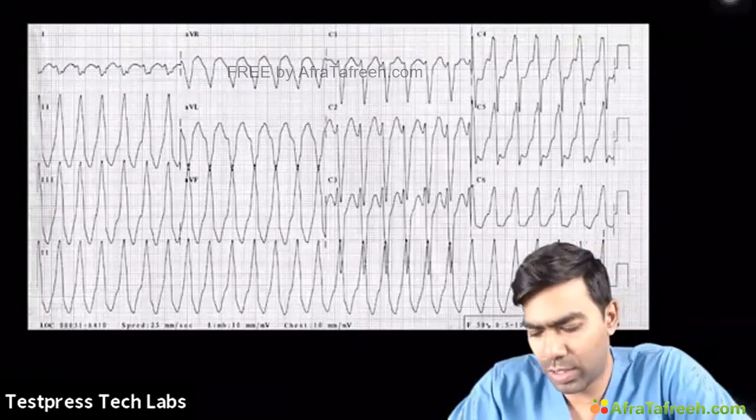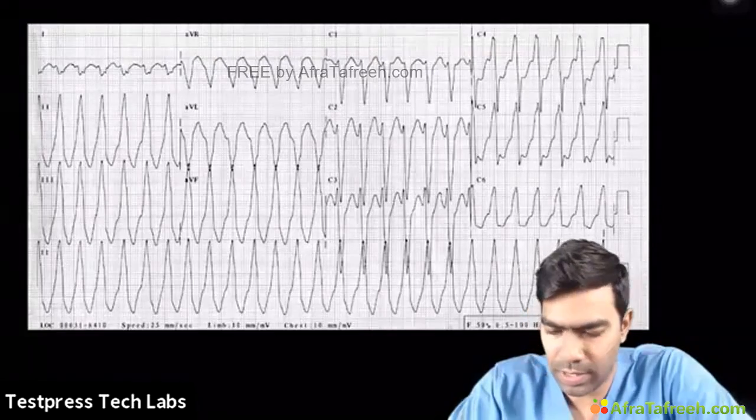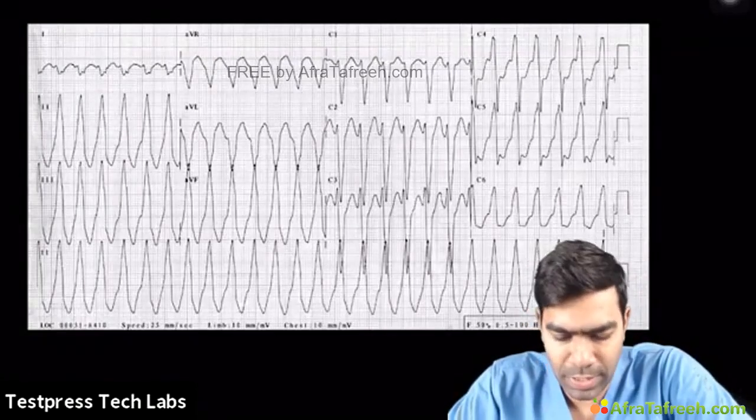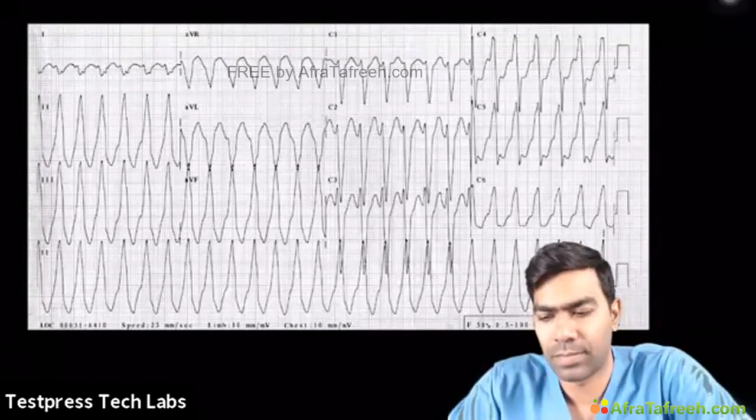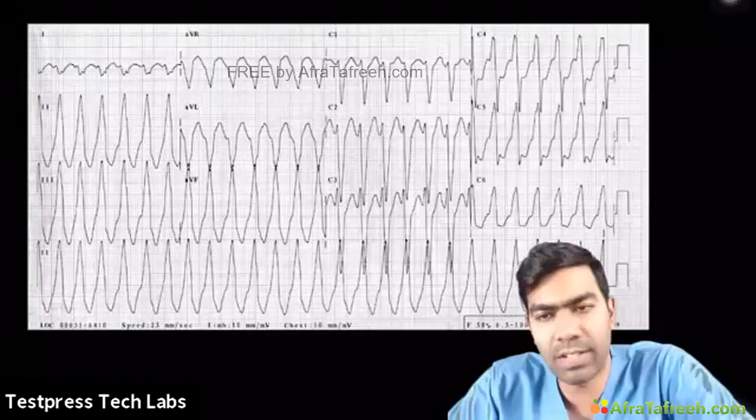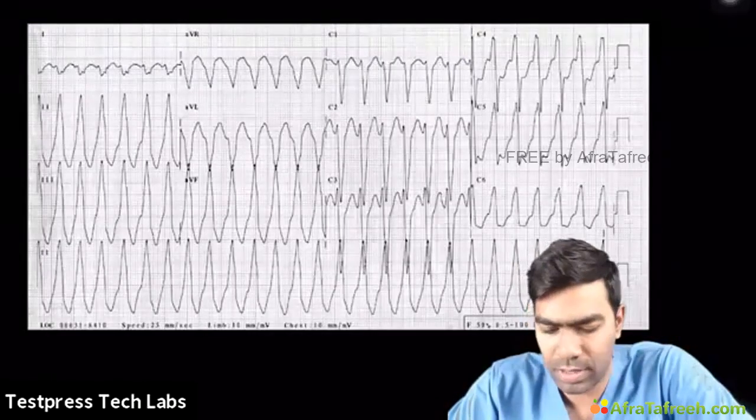This is, once again, I feel it is supposed to be a VT only, but this is a special form of a VT if you tell. It's a VT only, surely. So how will you tell it's a VT? Because it's a very wide complex.